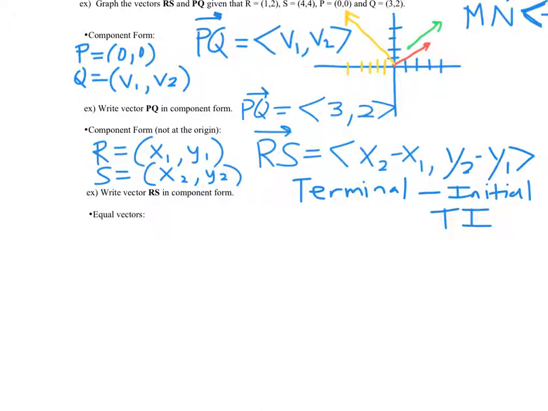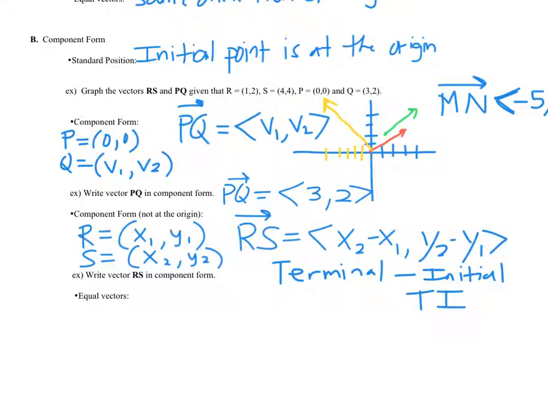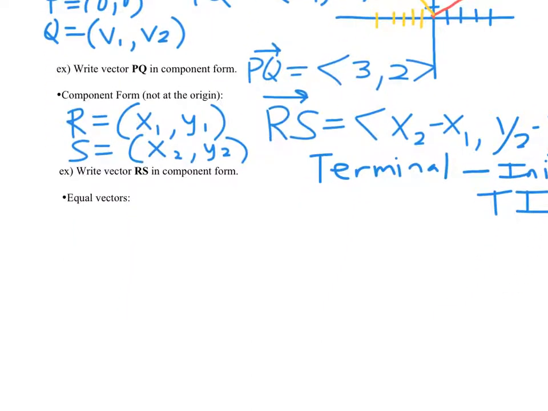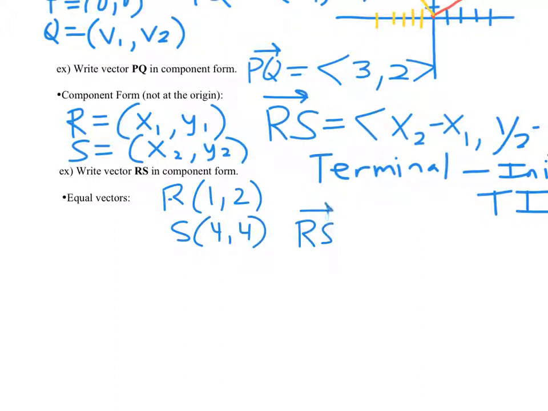So let's go ahead and write our vector RS in component form. This vector up here, still talking about RS, where R is 1, 2, and S is 4, 4. I'm going to write vector RS in its component form. And what do I get? I'm going to go terminal minus initial. So 4 minus 1, which is 3, and 4 minus 2, which is 2. And we've seen that before, okay?